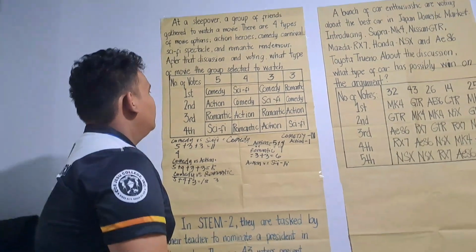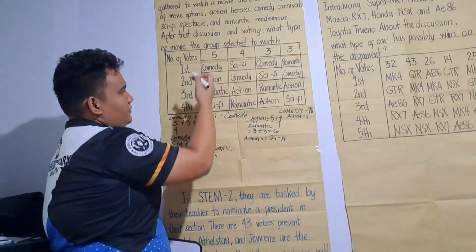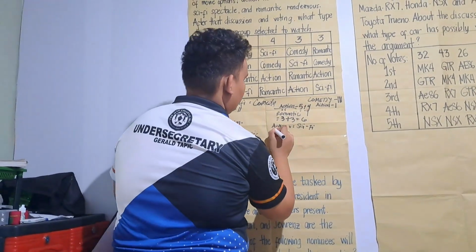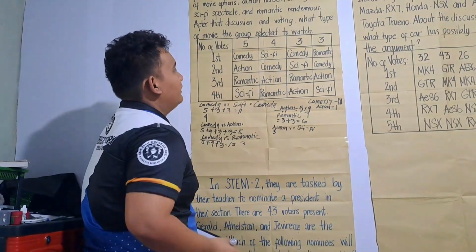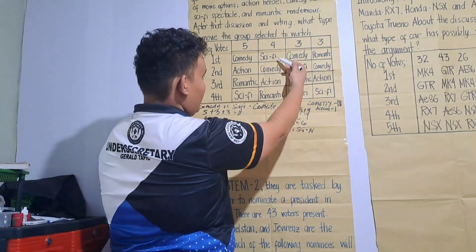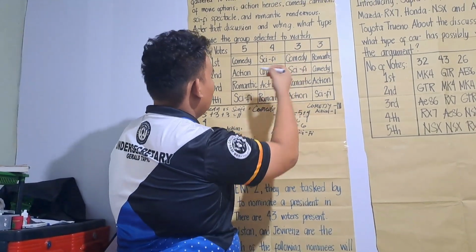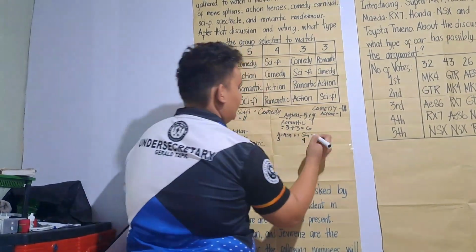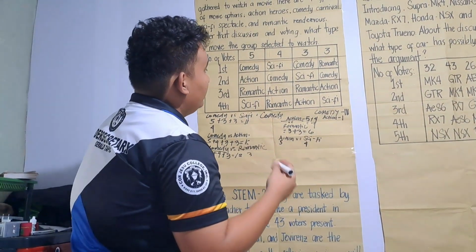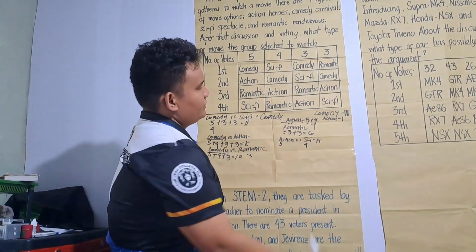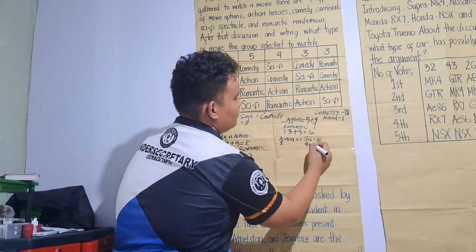At the table, in the first column, action is first then sci-fi. Then the 5 votes go to action. In the second column, sci-fi is first, so the 4 votes go to sci-fi. In the third column, sci-fi is first, then action is last, so the 3 votes go to sci-fi.